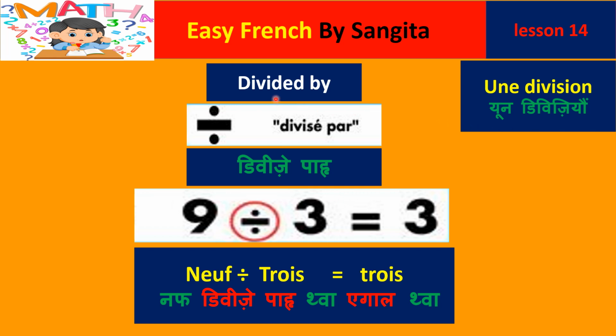Next is divided by. So divisé par. So 9 divided by 3 equals 3. So neuf divisé par trois égale trois. And this whole operation is known as une division.